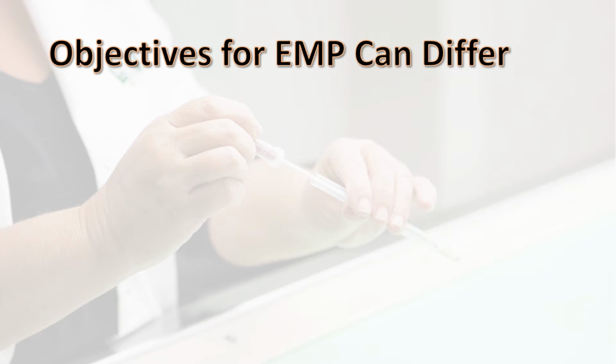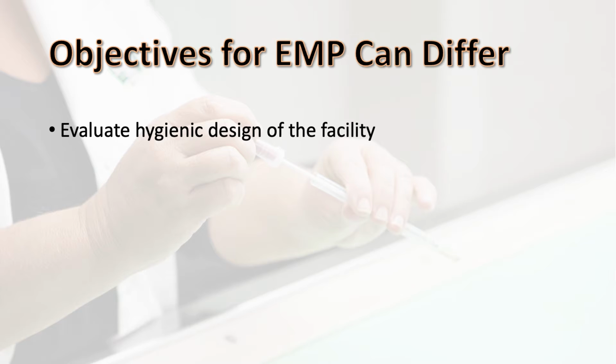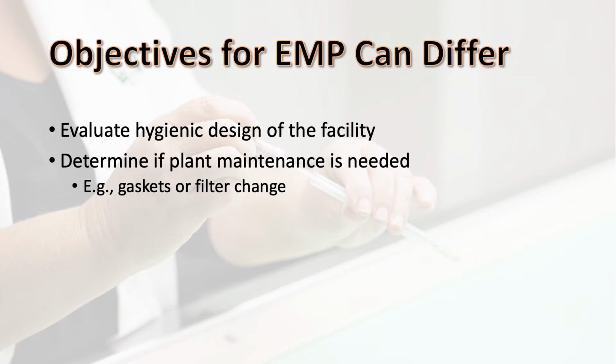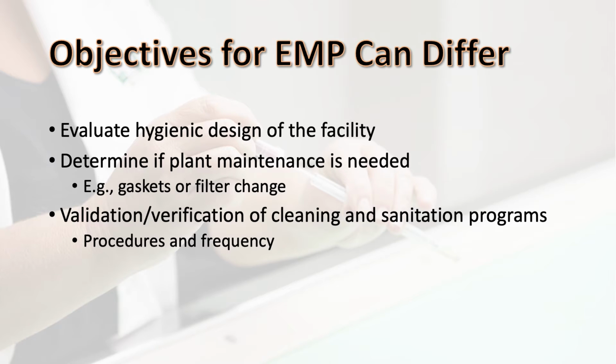Objectives for EMPs can differ. You might use an EMP to evaluate the sanitary design of the facility and to determine how easy it is to keep clean and sanitary. You might want to use an EMP program to help schedule preventive maintenance, such as determining the frequency of gasket or filter changes. You might use EMP programs to validate or verify cleaning and sanitation programs to document that your procedures and their frequency are adequate and appropriate.